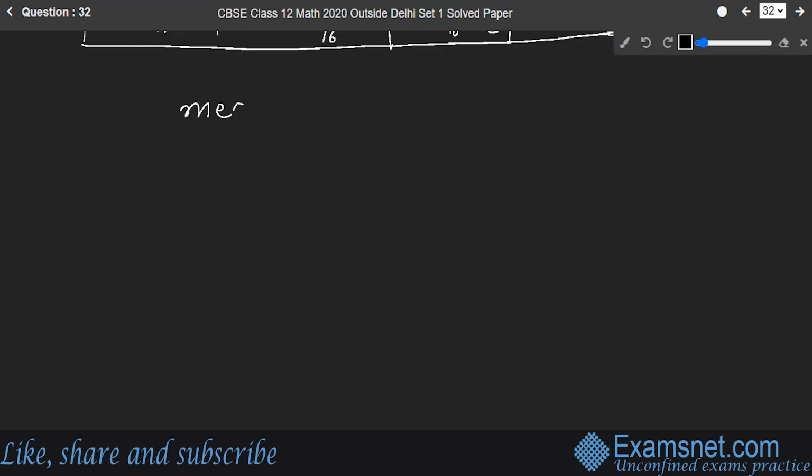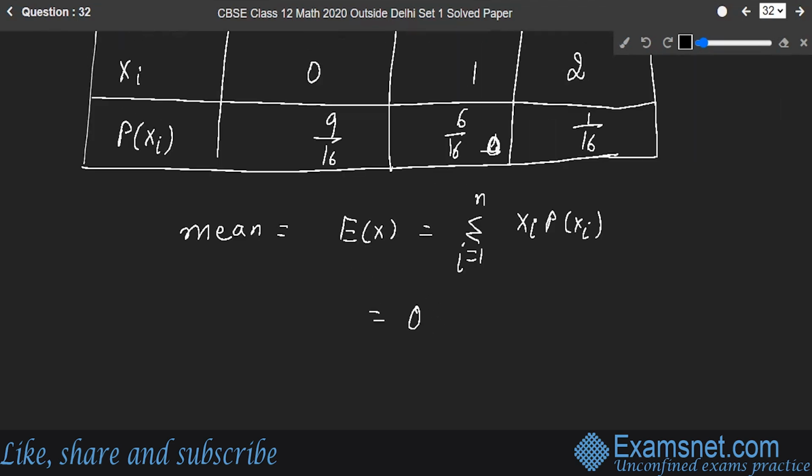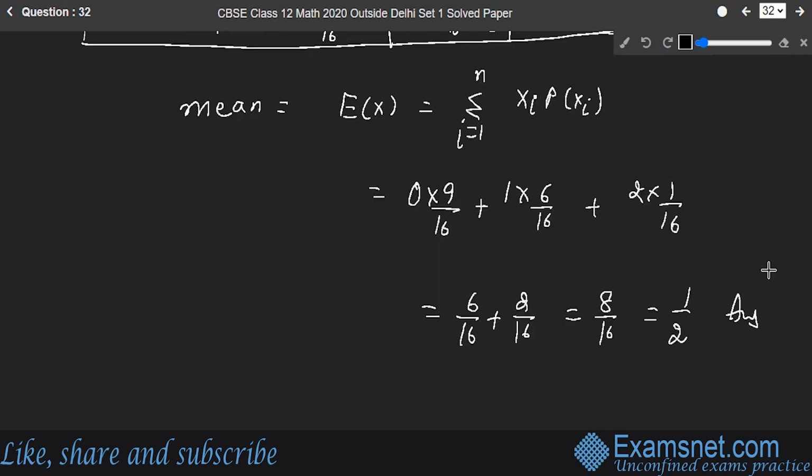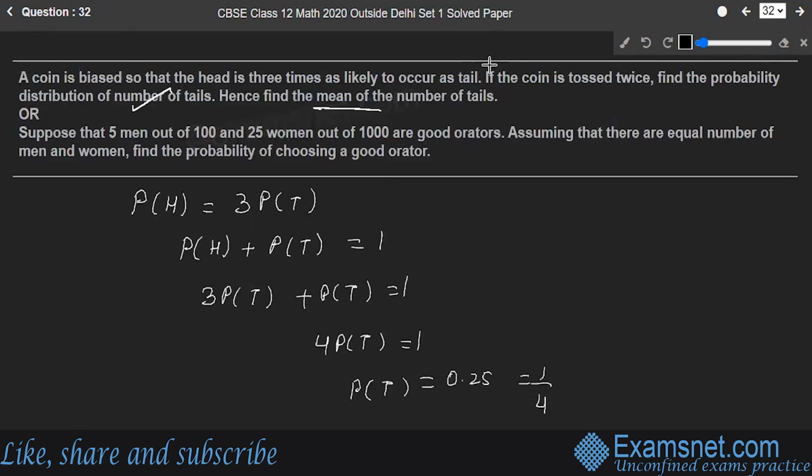So mean is given by E of X, that is equal to summation i from 1 to n Xi into P Xi, which is equal to 0 into 9 upon 16, 1 into 6 upon 16, 2 into 1 upon 16, which is equal to 6 upon 16 plus 2 upon 16, which is 8 upon 16, or that is equal to 1 by 2. So we got the mean as well, right? Hope you understood that. Let's move to the B part of the same question.